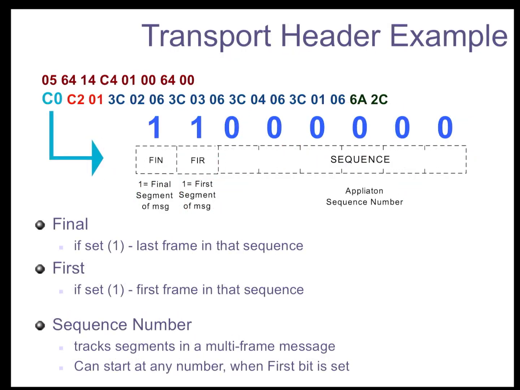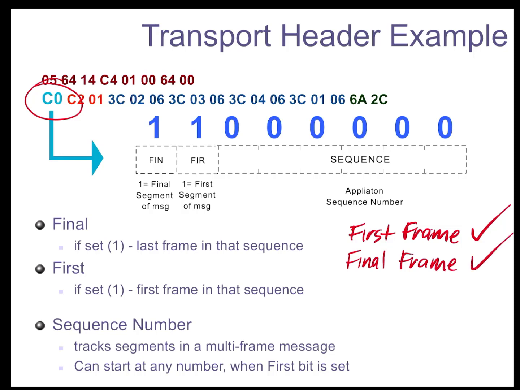Now, just finishing it off here, guys, what are we saying by this C0 transport header? Well, we're saying it's the first frame, because we had a 1 in the first frame bit. It's the final frame, because we had a 1 in the final frame bit, and we have a sequence number of 0. So what is this saying? It's saying it is the only frame.